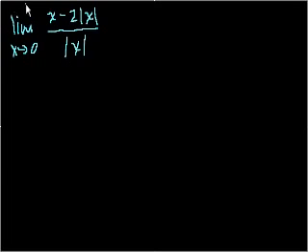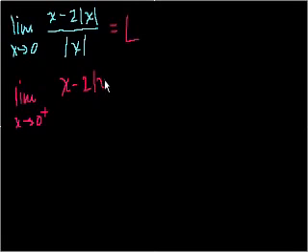Well, in order for this limit to exist, let's say it equals L. Right? And L is what we have to solve for. In order for that limit to exist, then the limit as x approaches 0 also has to exist from the positive and the negative sides. What do I mean? Well, that means that this must also be true. The limit as x approaches 0 from the right-hand side, from positive numbers, of x minus 2 times the absolute value of x over the absolute value of x has to be equal to L.